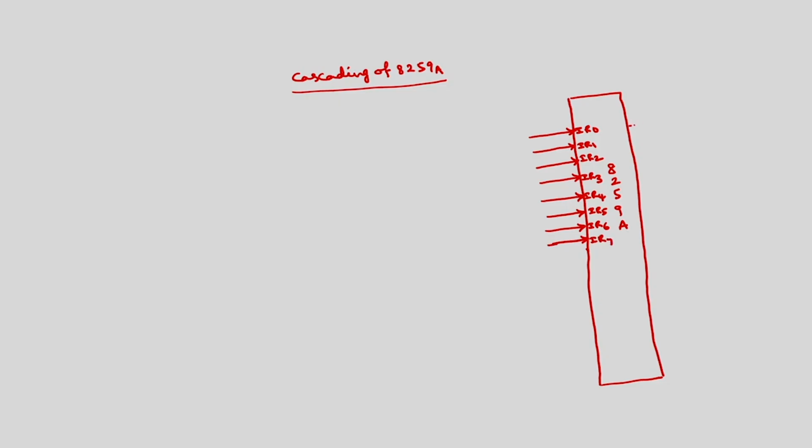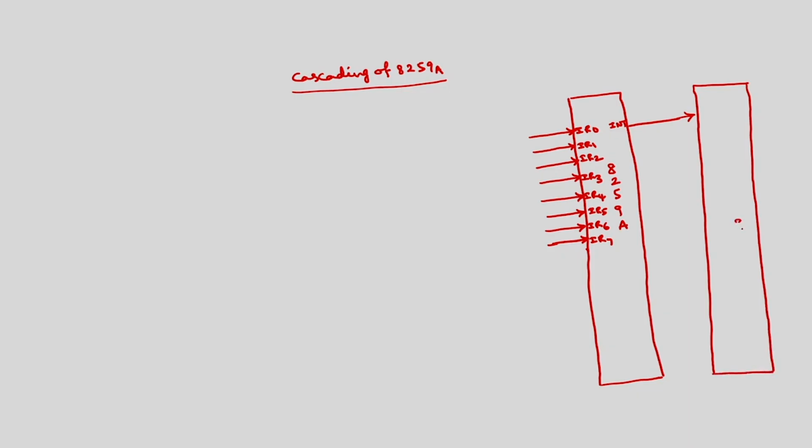And there is one INT signal. This INT signal will be connected to the INT of 8086. This is your 8086. So, this INTA bar will be connected to INTA bar of 8259. I am showing the connections of only the important signals, how this cascading will be performed.